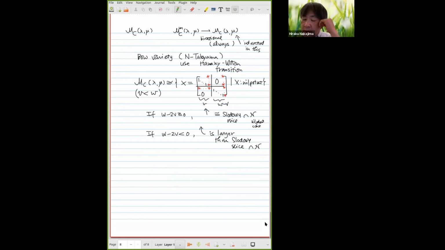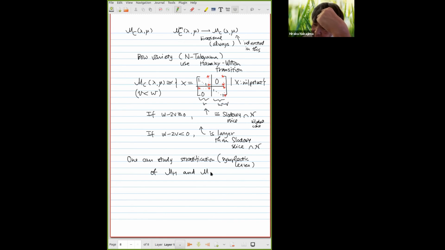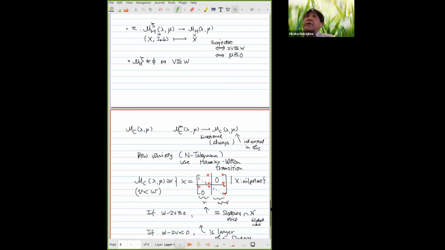And you can also, in this example, maybe this is an exercise, one can study stratification or symplectic leaves of MH and MC. So maybe MH is easier.